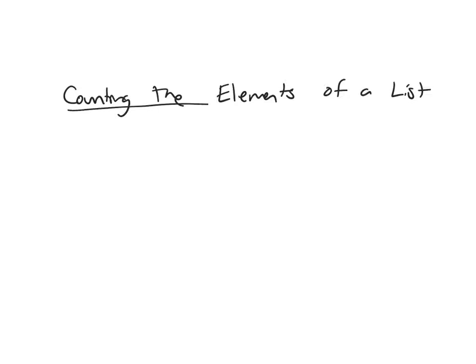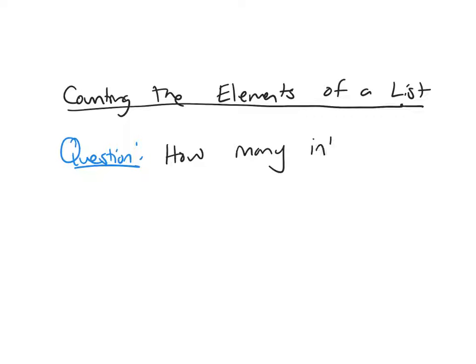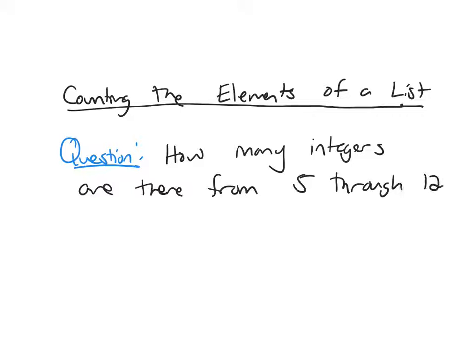Let's talk now about how to count the elements of a list. And so I want to know, let me ask this question as just like an introduction to this section. How many integers are there from 5 through 12?